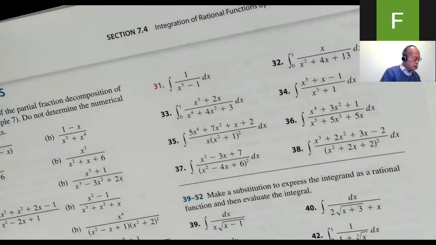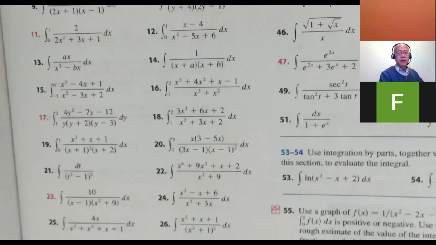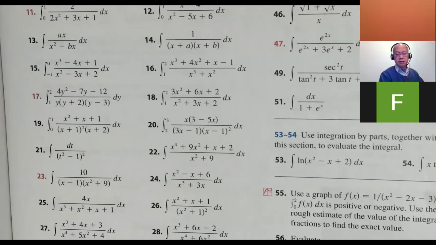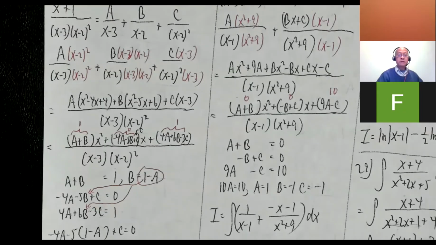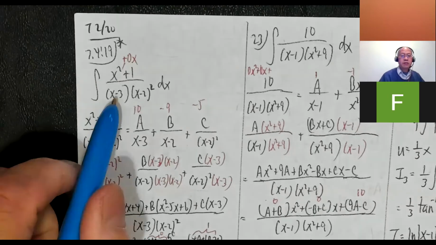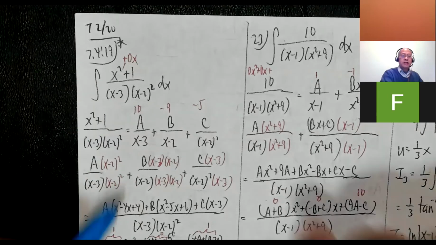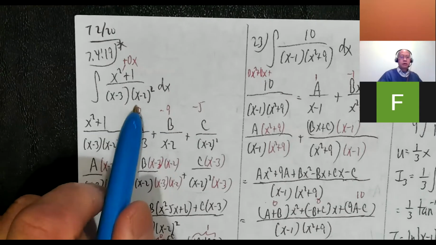Back to 7.4. I'm going to do 19 star, which is not the same as our 19, but it shows you how to do a lot of the problems there. So I'm calling it 19 star. It was in the last edition's book. Okay, integral of x squared plus 1 over x minus 3, x minus 2 squared.